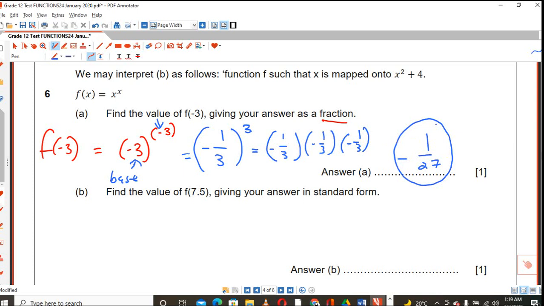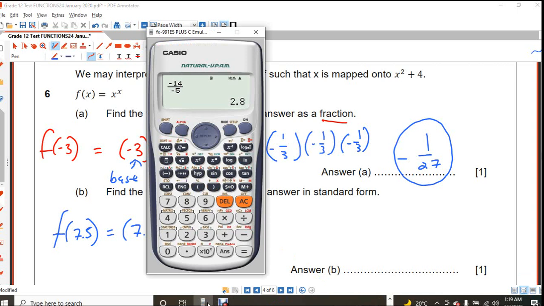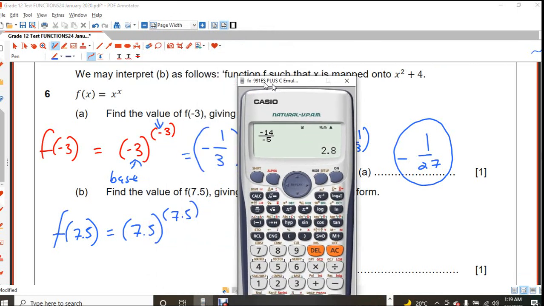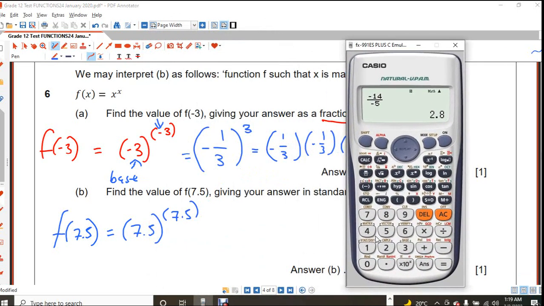Right, they say find the value of f of 7.5. So everywhere you're going to put 7.5, and you're going to raise that to 7.5. You're going to get a horrible number, but we are going to write that number in standard form. So let's just do that. We say 7.5 raised to the power of 7.5.